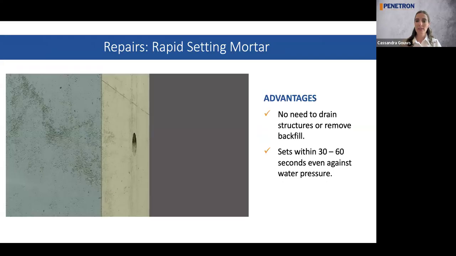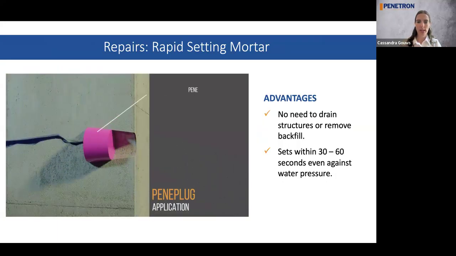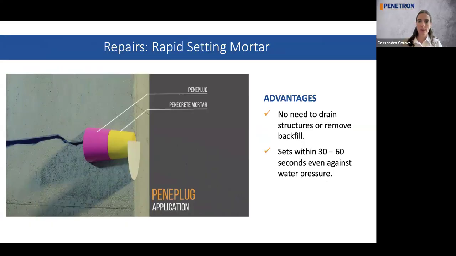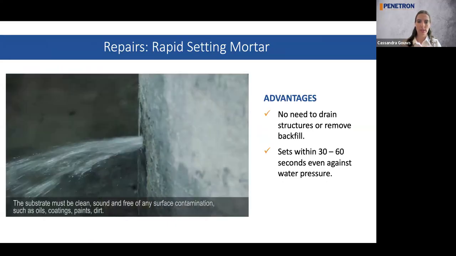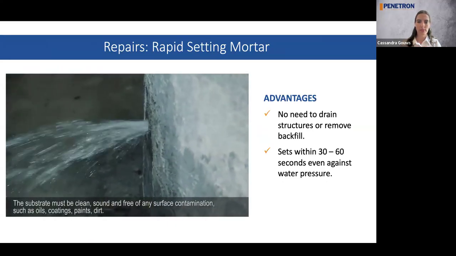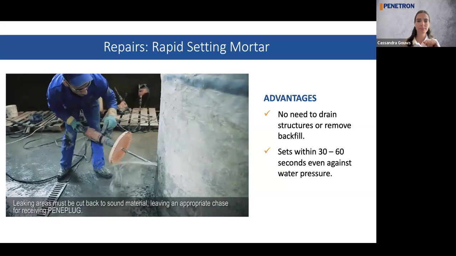Then if you've got active leaks, you no longer need to drain your structures. So if you've got a leak, let's say it's a water tank or even a basement structure, you would use the rapid setting mortar. Penetron's one is called Peneplug. To stop the active leak, this is the cool part of the video. So this is a water tank, it's leaking.